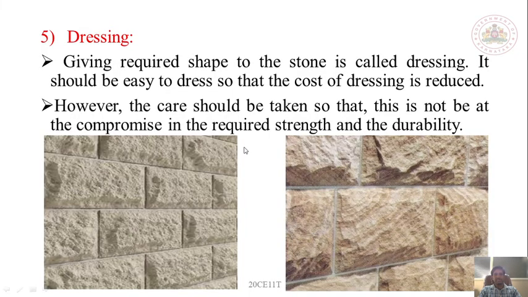So the next one is dressing. As you are already aware of the word dressing, why do we usually wear dress? Dress is to get a pleasant appearance, as well as to make our life comfortable, and we feel comfortable in good dresses. The same thing is valid for our stones also. Stone should look good, and stone should give an aesthetic effect to the building. That is why we make an uneven shape stone into an even, desired shape of stone. That is said to be dressing. Giving a required shape to the stone is called dressing.